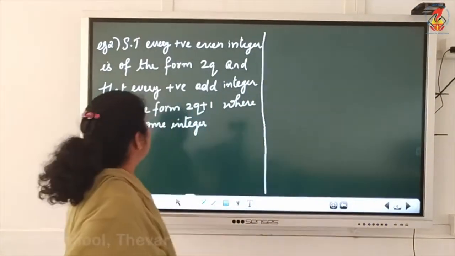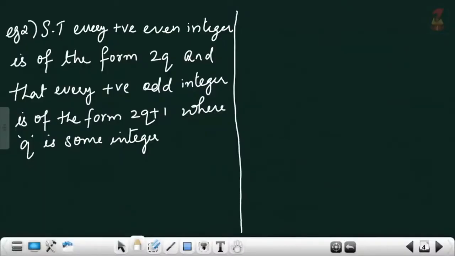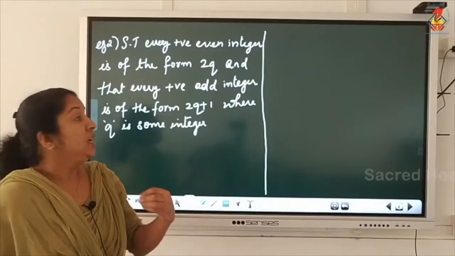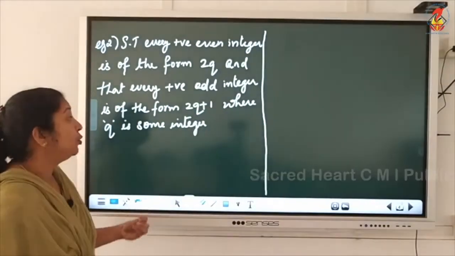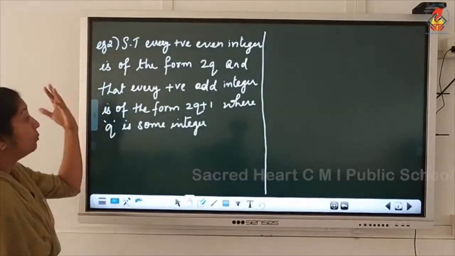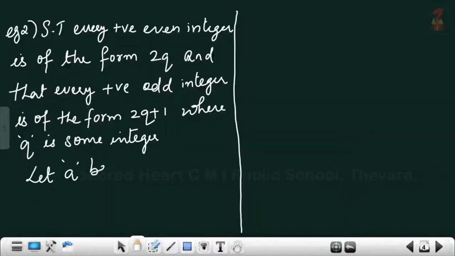Next question, example 2. Show that every positive even integer is of the form 2q and that every positive odd integer is of the form 2q plus 1 where q is some integer. Even integer is 2q and odd integer is 2q plus 1. So, let a be a positive integer.